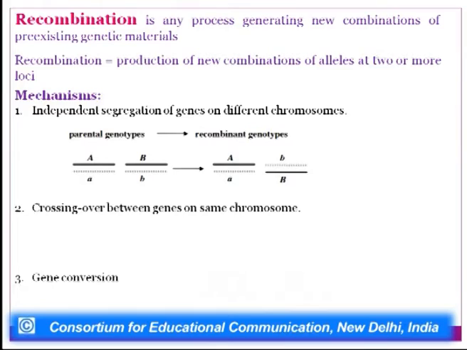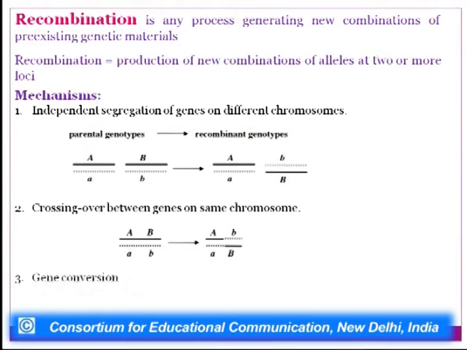Crossing over between genes on the same chromosome. The previous case is usually when the two genes are lying on different chromosomes. If the two genes are lying on the same chromosome, recombinants can still occur because there might be a crossing over between these two homologous chromosomes, giving rise to the newer genotypes of capital A, small b, and small a, capital B, which are different from the parental types. Or there can be a phenomenon called gene conversion, where the capital B can get converted into a small b. We will not touch gene conversion in this session, but we will talk about the first two mechanisms of recombination.